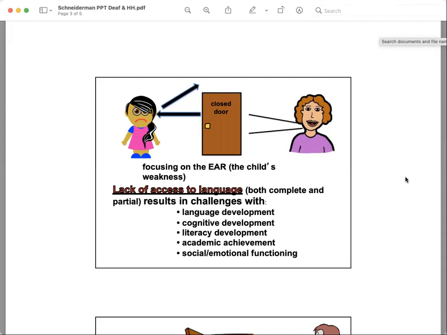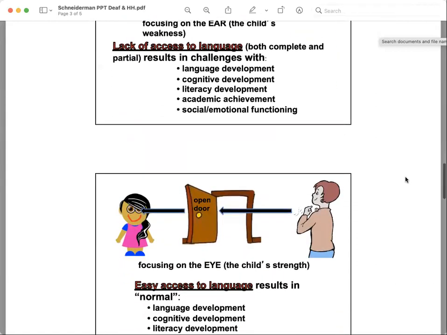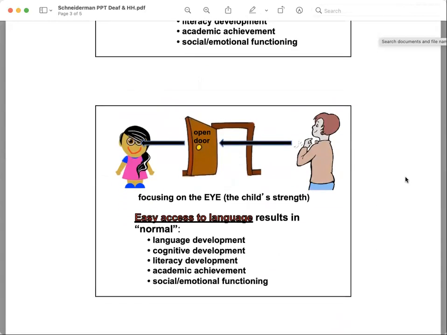But the reality is more than 95% of children who are deaf are born into families with hearing parents, not deaf parents. Only 5% or less are born into families with deaf parents. So for the majority of deaf children, they're born into a situation where there is a mismatch between the language of the family and the modality that's open to them for processing language information.